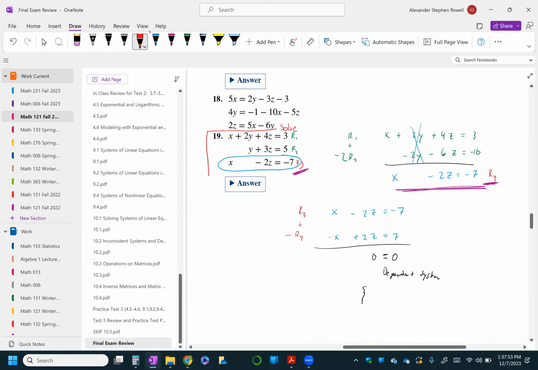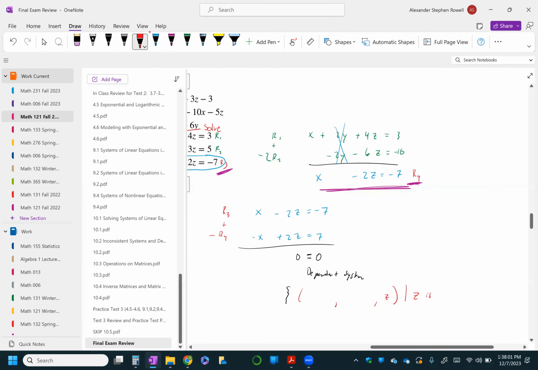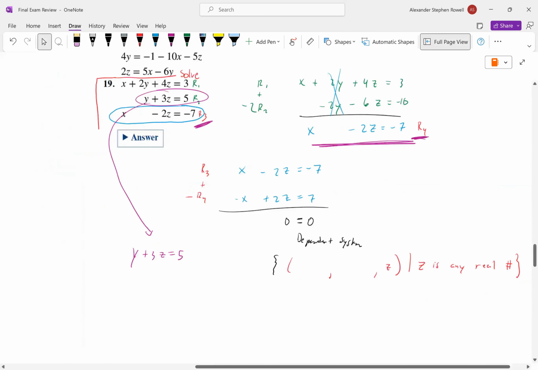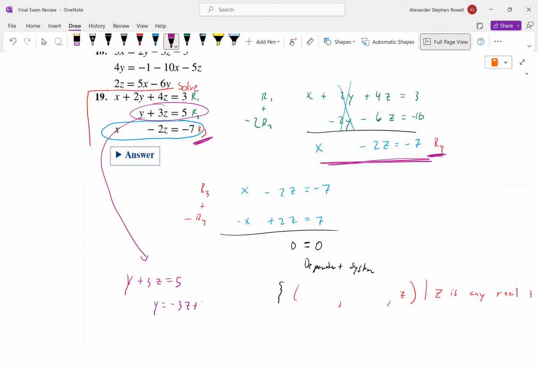So we could just say, if we let z be itself, such that z is any real number, can we find x and y? I'll use the second equation to say y plus 3z is equal to 5, or subtract 3z from both sides. So we get y is equal to negative 3z plus 5. And then a mistake that occurred on the test also was finding x. So make sure to review the grading of your test.